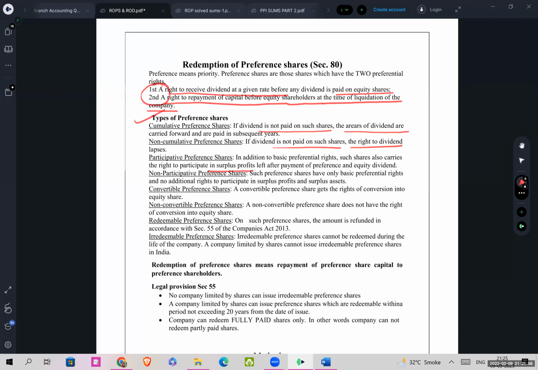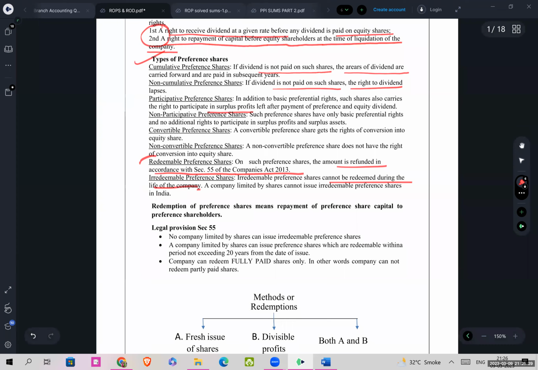Then redeemable preference shares. On such shares, the amount is refunded in accordance with Section 55 of the Companies Act 2013, which we are going to study. Irredeemable preference shares means shares cannot be redeemed during the life of the company. Out of these, we are going to study redeemable preference shares, so along with Section 80, we are also going to study Section 55. Let's move ahead.